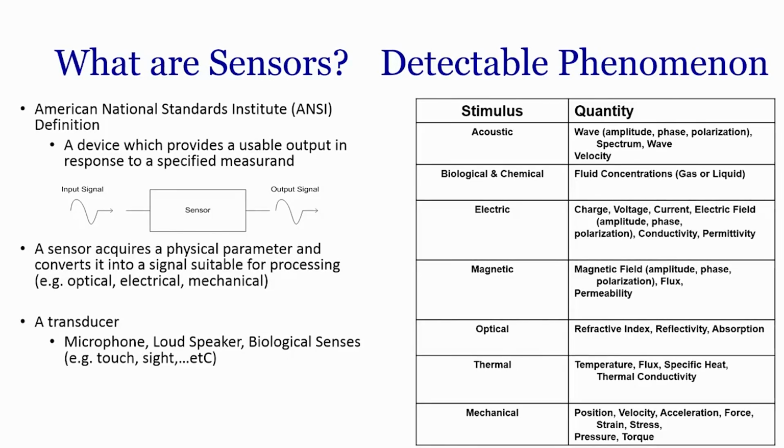So, when you talk about sensors, the American National Standards Institute definition is a device which provides a usable output in response to a specific measurement, right. So, a sensor is nothing but a device that can give us an output for measuring a particular measurement, right. So, in response to a specific measurement. That means that a sensor acquires a physical parameter and converts it into a signal suitable for processing.